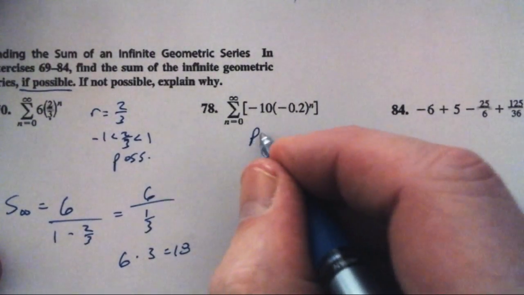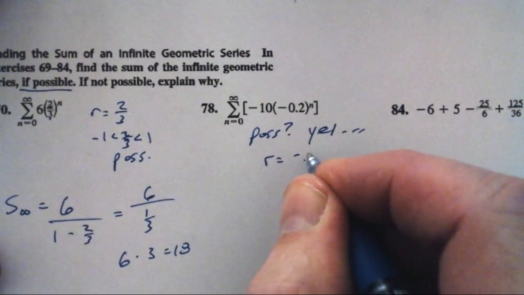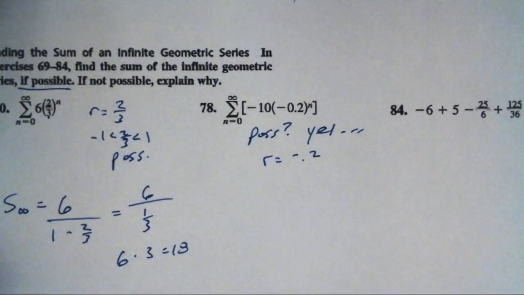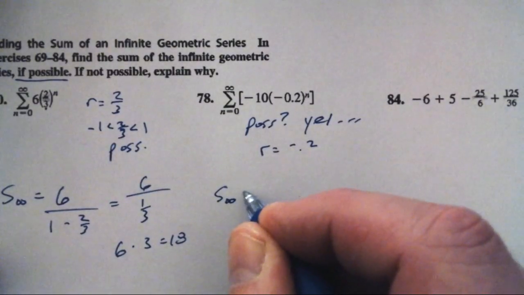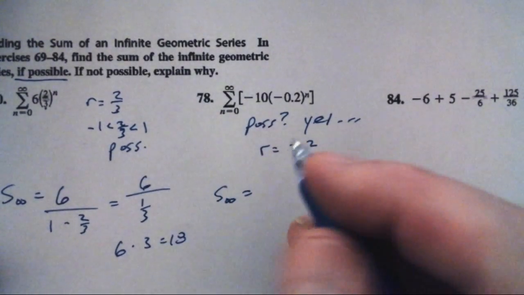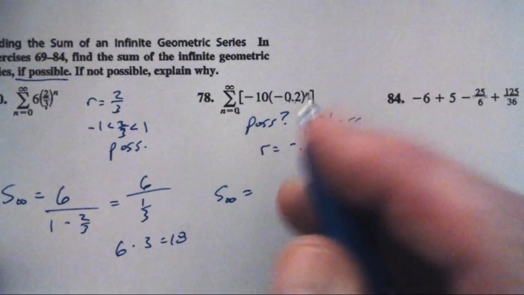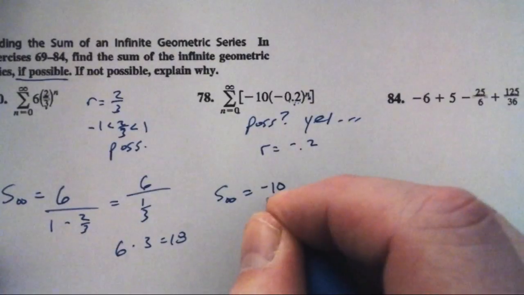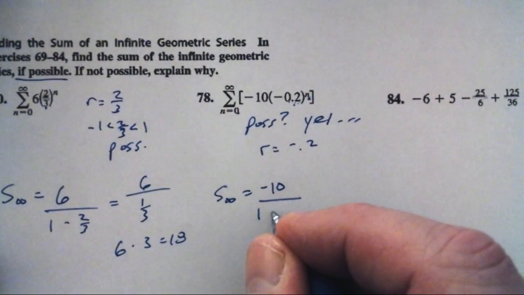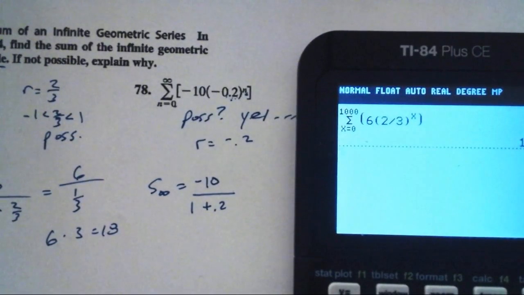Okay, so is this possible? Yes, it's possible because r is negative 0.2. That's between negative 1 and positive 1. So we can go ahead and find this. The sum of all terms in this sequence is the first term. When we put in 0, negative 0.2 to the 0th is 1 times negative 10, negative 10. On 1 minus the ratio becomes 1 minus negative 0.2 or 1 plus 0.2. So I just need negative 10 divided by 1.2.